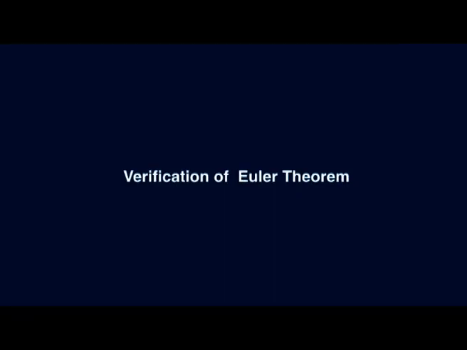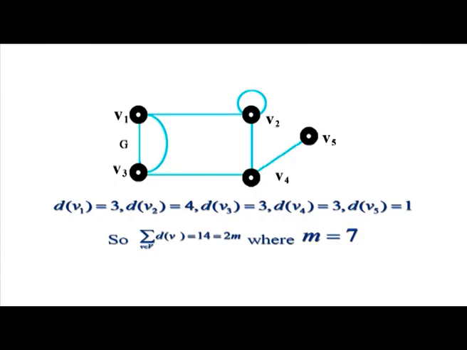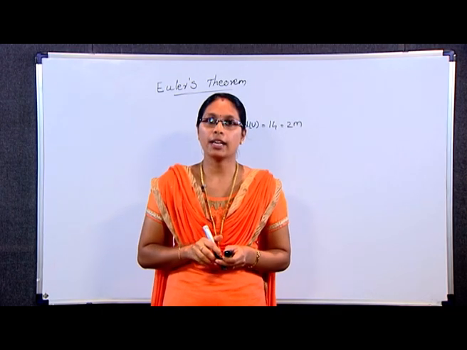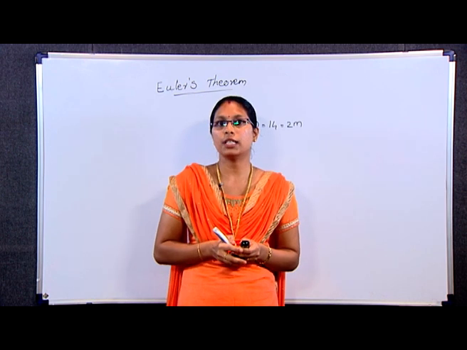Next is verification of Euler's theorem. Consider the graph. Here d(V1) equal to 3, d(V2) equal to 4, d(V3) equal to 3, d(V4) equal to 3 and d(V5) equal to 1. So, the sum over v in V of d(v) equal to 14, which is equal to 2m, where m equal to 7. Note that a loop is one edge, but it adds 2 to the degree.